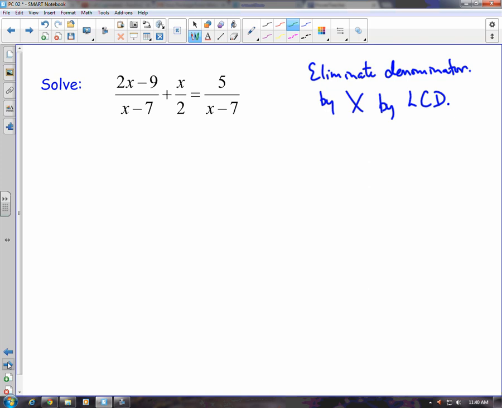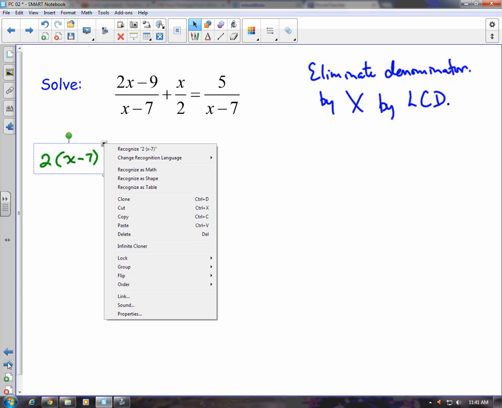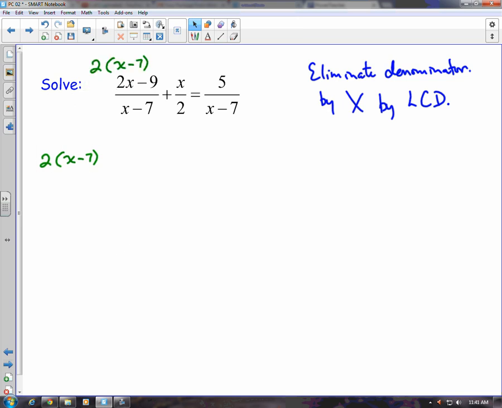And so here, this one's fairly straightforward. The only two factors that you have down there are 2 and x minus 7. If you have more, you combine them together, but use that lowest common denominator. And so then we want to multiply that by each of the terms. We've actually got 3 terms in this equation.